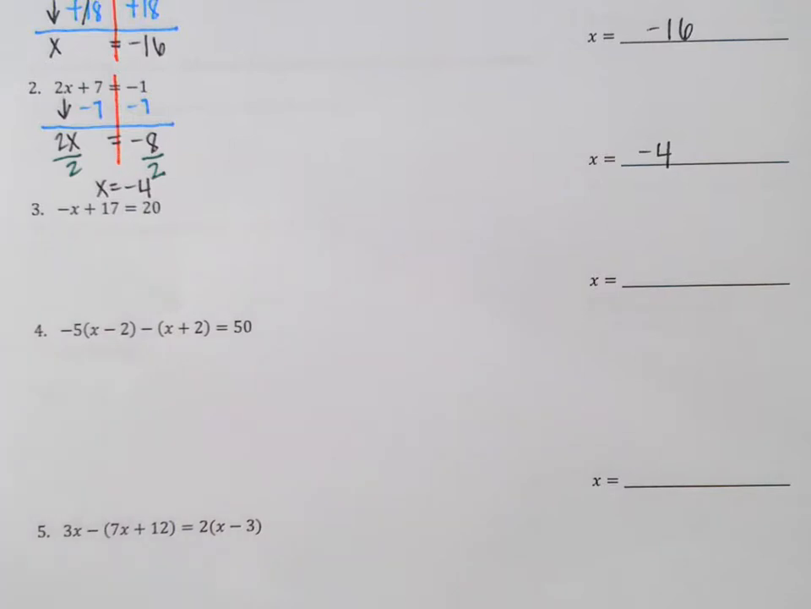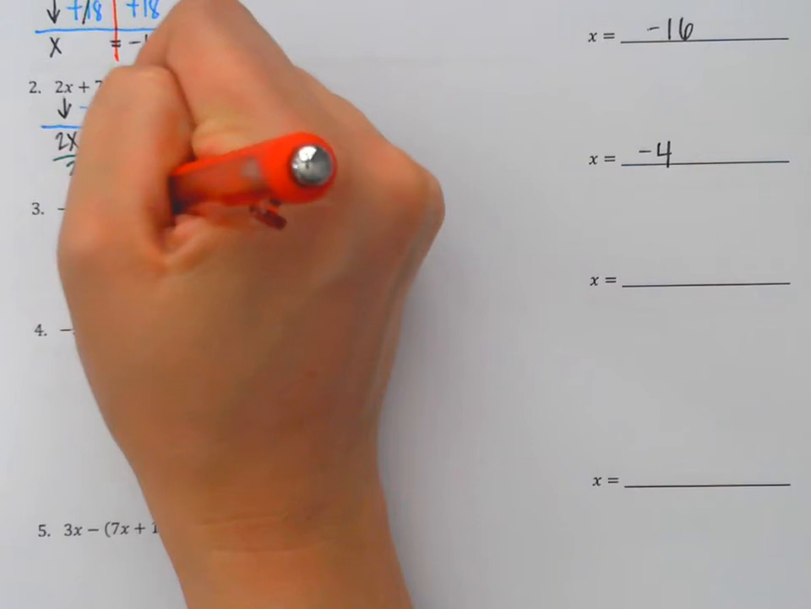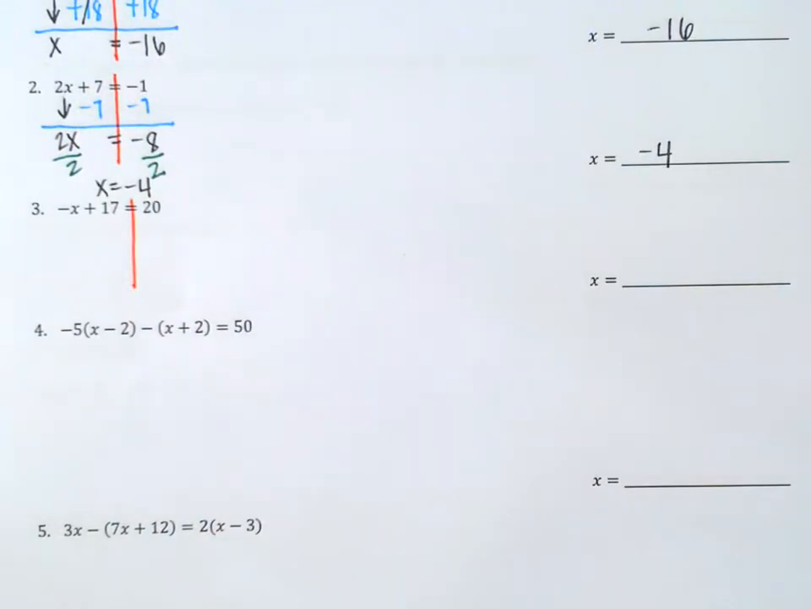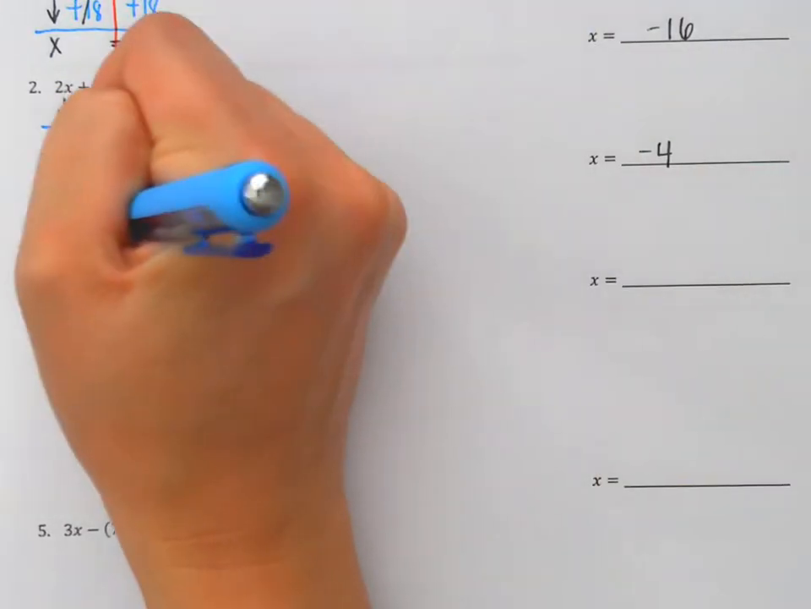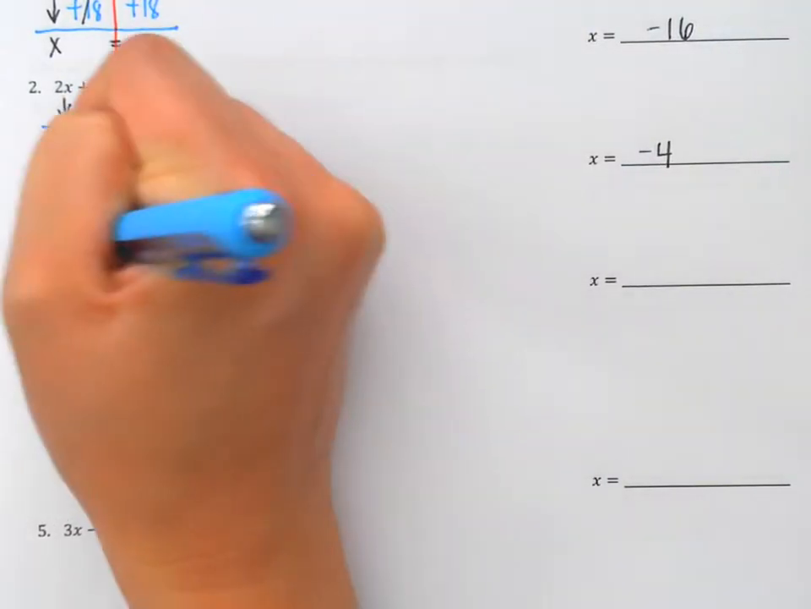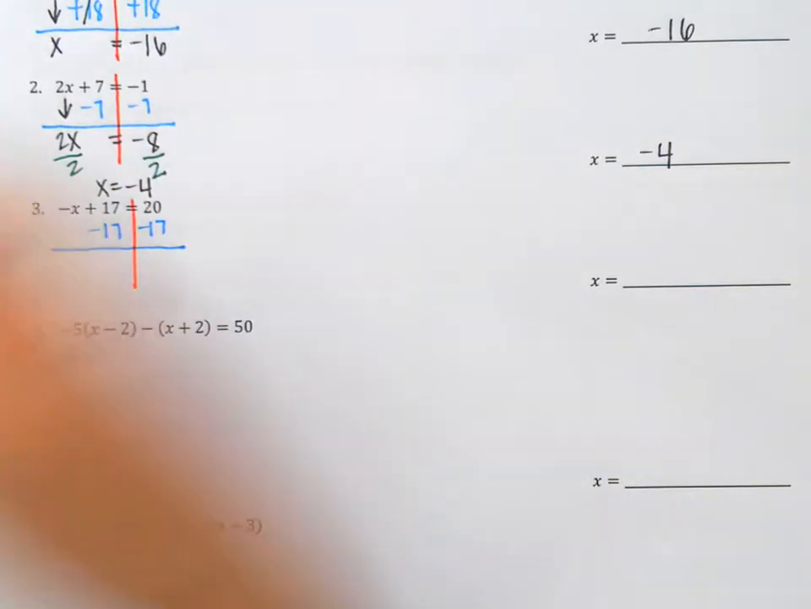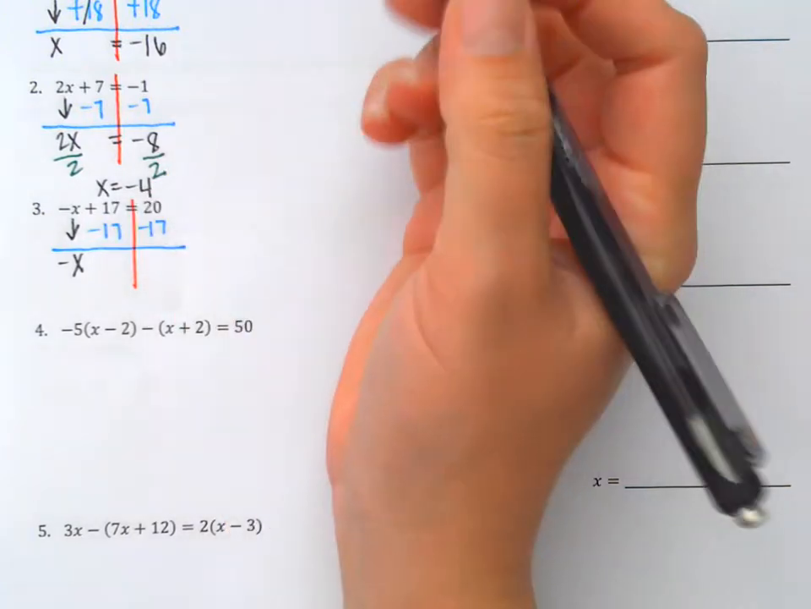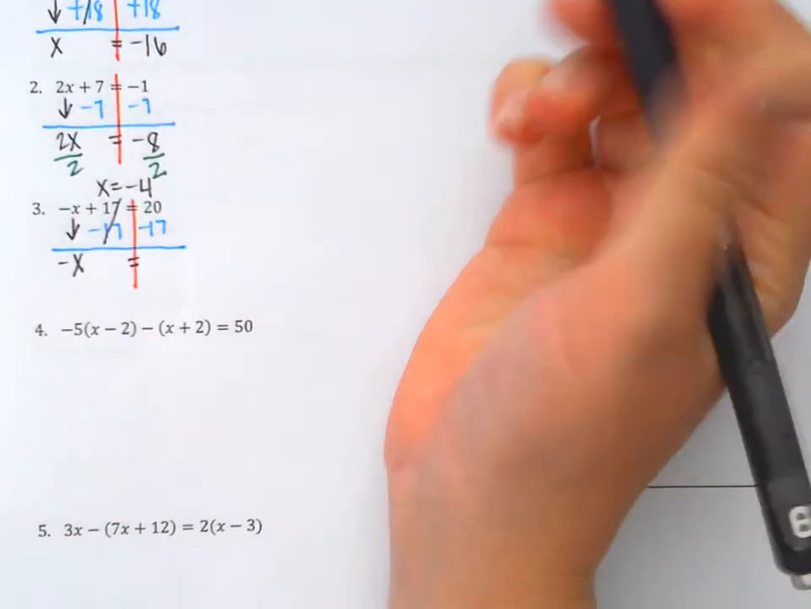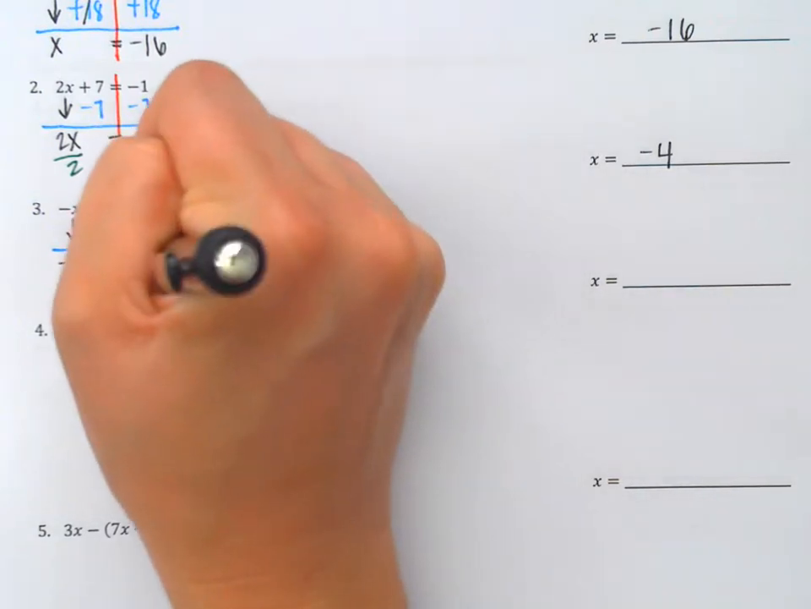Okay, let's move on to 3. So for number 3, a lot of these are all the same. We are just putting a line down the center. I want to first undo anything that's being added or subtracted. We have a positive 17 on the same side as the x, so the opposite of adding is subtracting. And that gets me negative x. 17 minus 17 is 0, which cancels, and 20 minus 17 is 3.